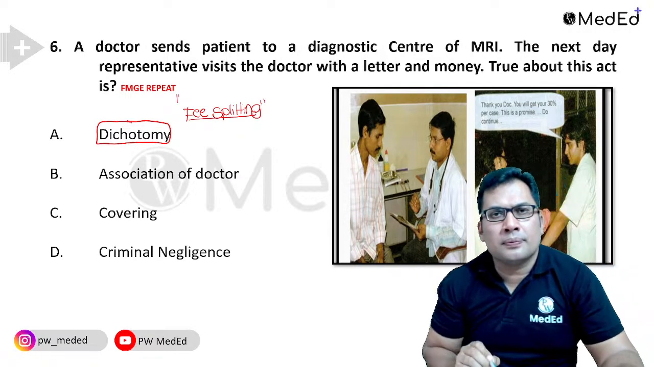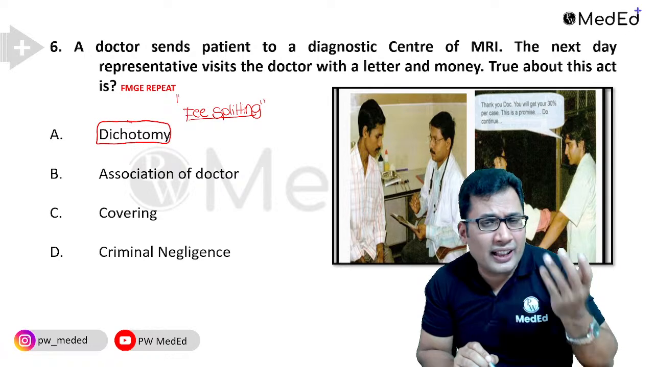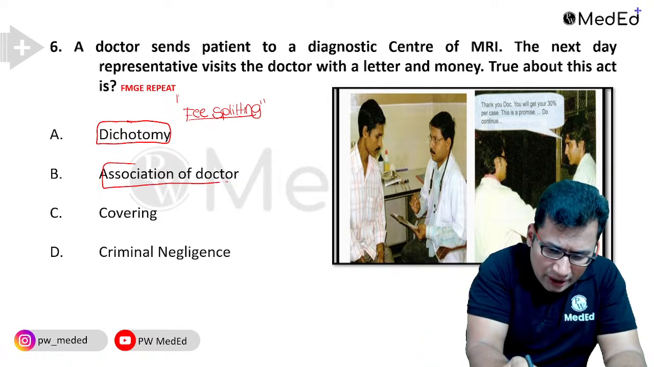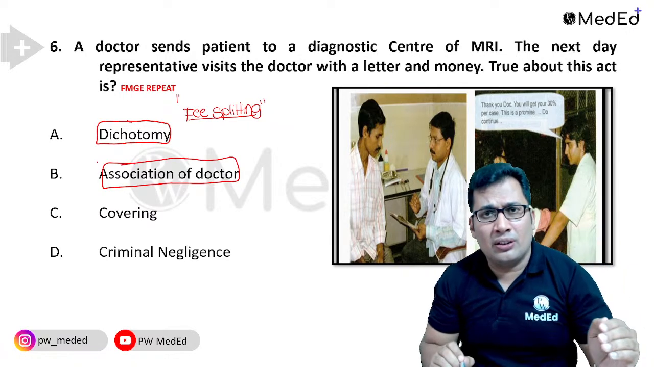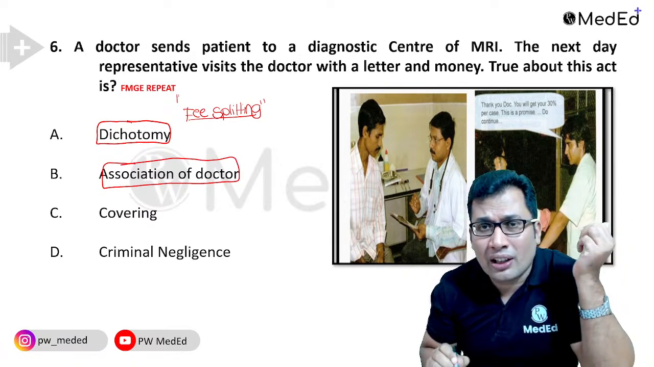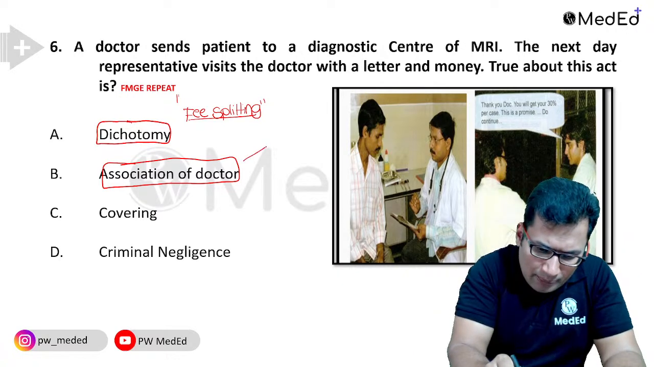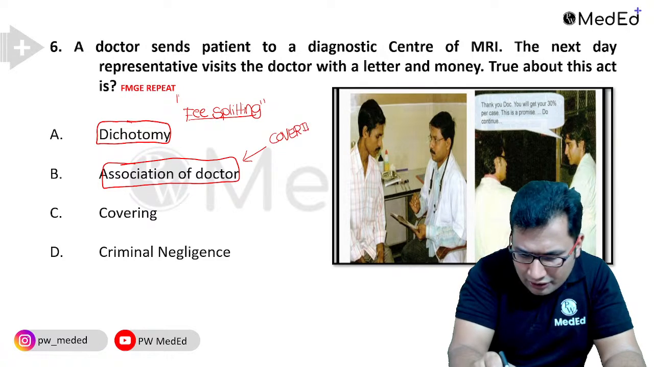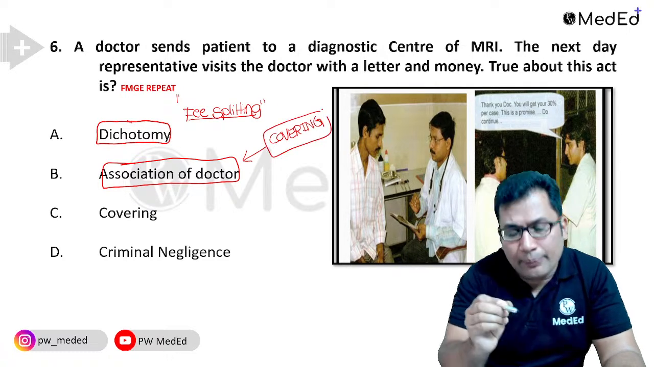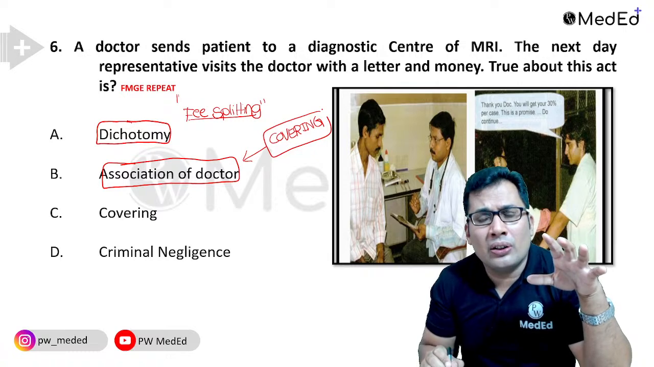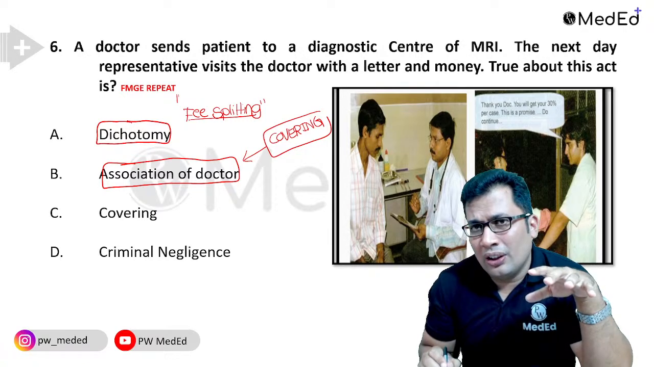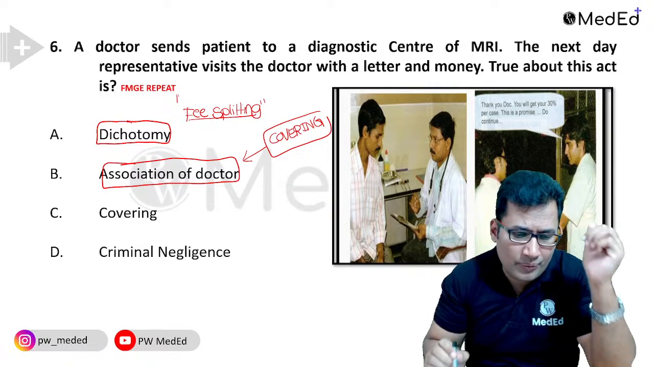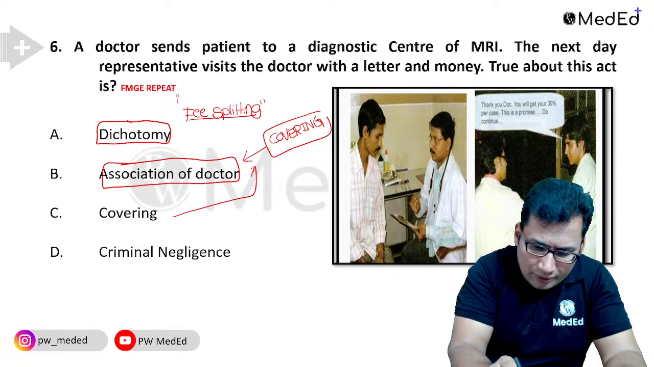T-splitting. Giving commission, taking commission, known as dichotomy. Association of some other person, usually a non-medical person, is known as covering. Covering, this can be asked in your exam. Covering means allowing someone, usually a non-medical person, to treat the patient or examine the patient. That is known as covering.